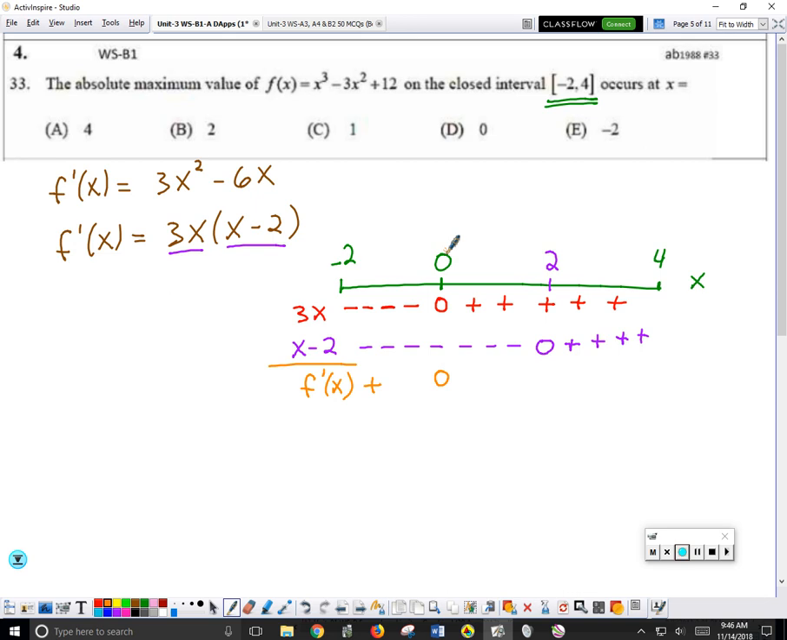Any of those questions, if I don't have a calculator and they didn't give me a graph, this is the method. If I have a calculator, I never do a sign chart. If they give me a graph, I don't do a sign chart. But otherwise, I need the sign chart. I don't know an easier way.